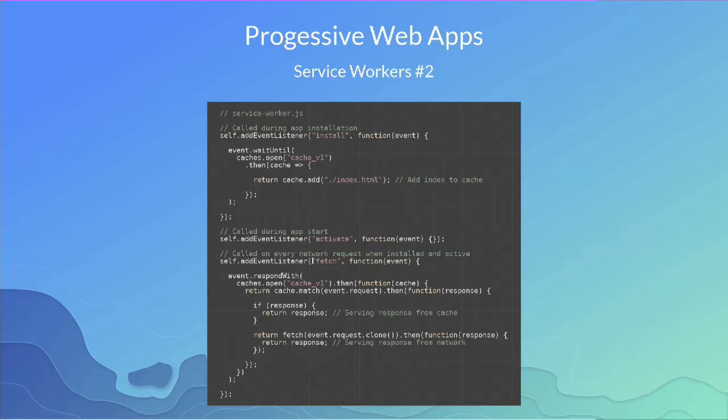So the idea of the service worker is that it runs as a separate thread within the browser process and is able to service network requests independently of what, say, the application JavaScript thread is doing. So in this install phase, we wait until the cache that we have control of, and I called it cache version 1 here, is ready, and then we add to that cache the index.html file.